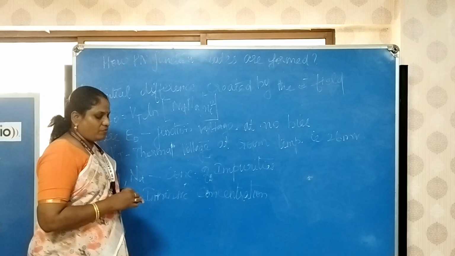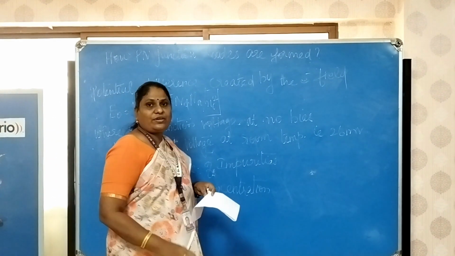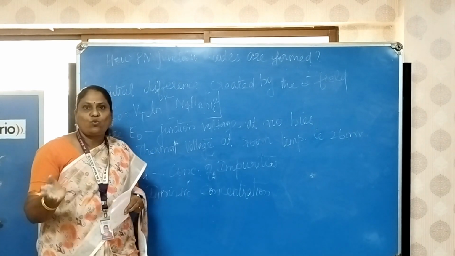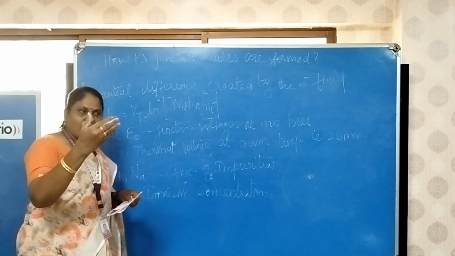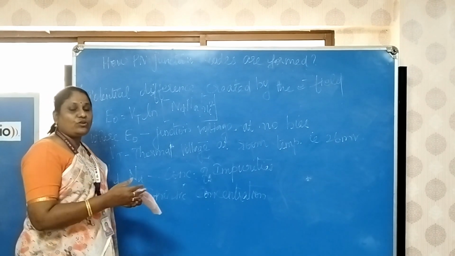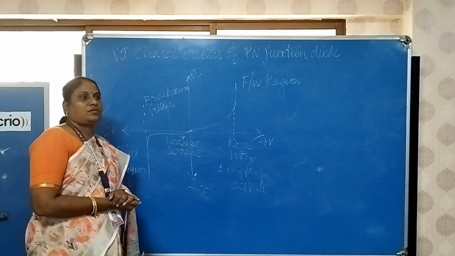Next, we will look at the VI characteristics of the PN junction diode. VI characteristics are the graphical representation between the voltage and the current. We can create them for forward bias as well as reverse bias, and you will be able to understand clearly with the help of these VI characteristics.